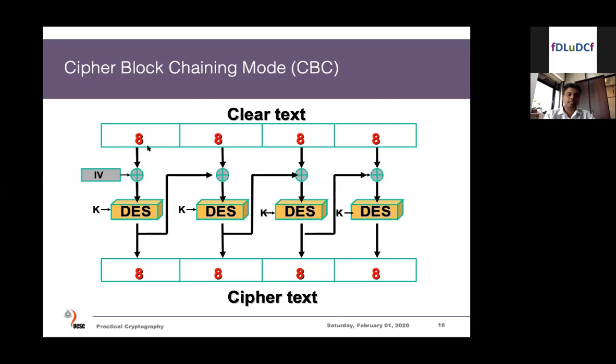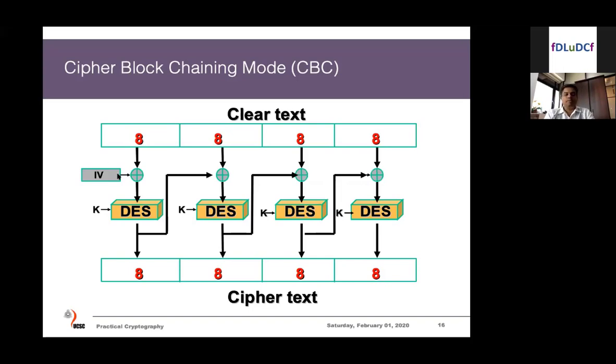So the block size is 8 bytes or 64 bits, in other words. If the cipher is AES, Advanced Encryption Standard, the block size should be 16 bytes, 128 bits. So then the IV should be 128 bits in AES. In the case of this cipher, the initial vector is 64 bits.